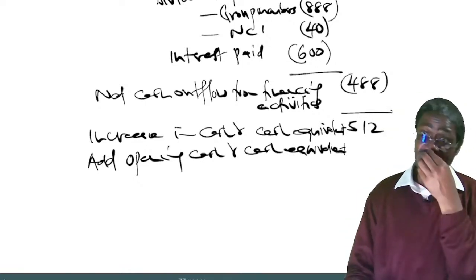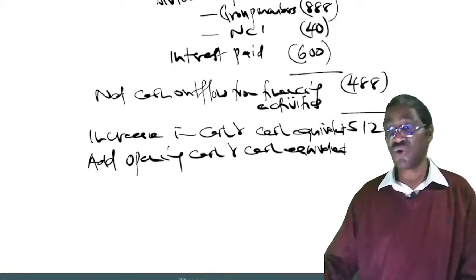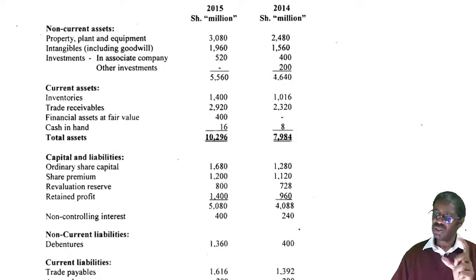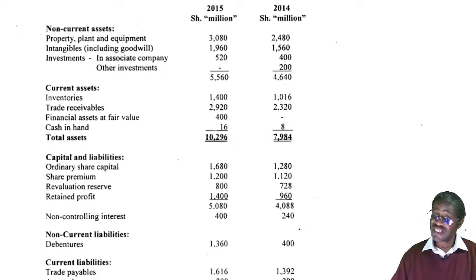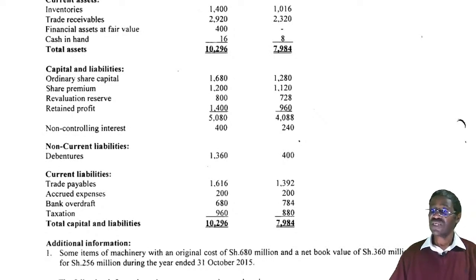So let's go to the balance sheet last year and pick whatever closing cash and cash equivalent that were there. If you look at the balance sheet last year, 2014, cash and cash equivalent is among current assets. I told you that financial asset is a cash equivalent. Last year, it's a dash. Cash, 8 million. But I do hope you have not forgotten that among the current liabilities, there was an overdraft. It's part of cash equivalent. Down there, I can see an overdraft of 784. So cash is 8 million, overdraft is 784.